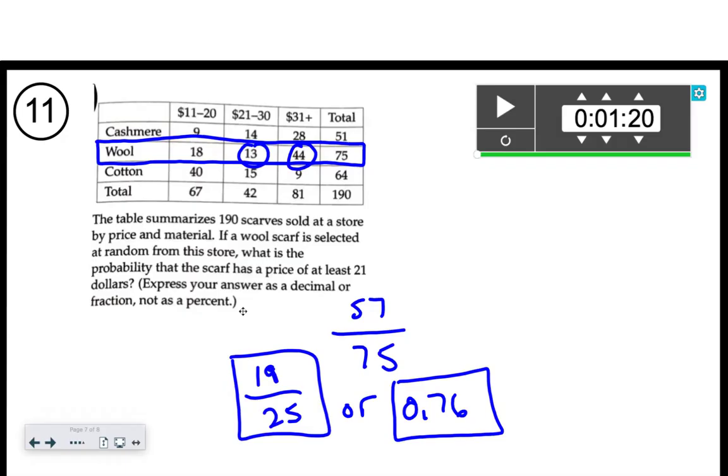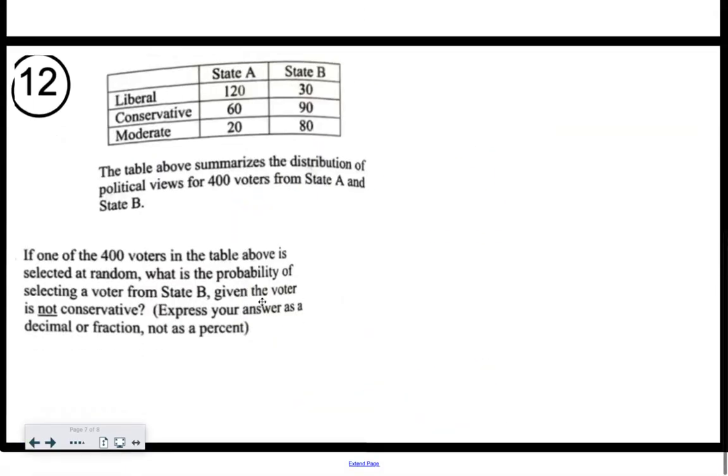Okay, let's take a look at our last one. So if one of the 400 voters is selected at random, so it seems like we're looking at all of them. What is the probability of selecting a voter from state B given... Okay, so the word given is going to be conditional probability. Given the voter is not conservative. So if they're not conservative, then we're looking at this group of people, the liberals, and this group of people, the moderates. Okay, so we are not looking at anybody that's conservative.